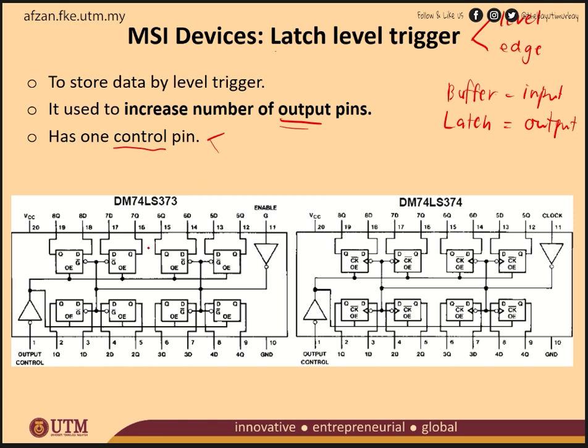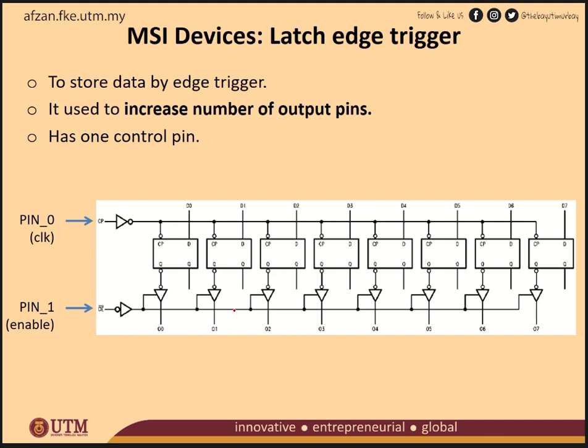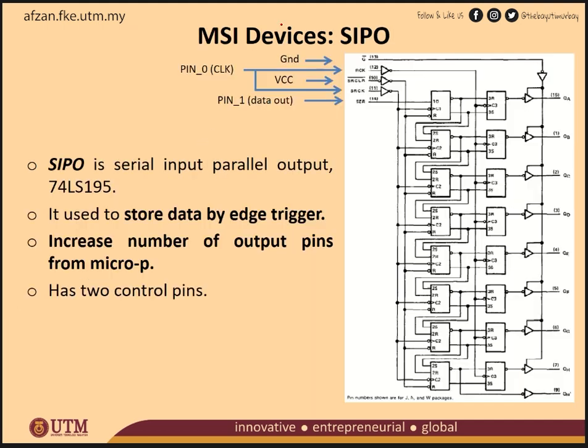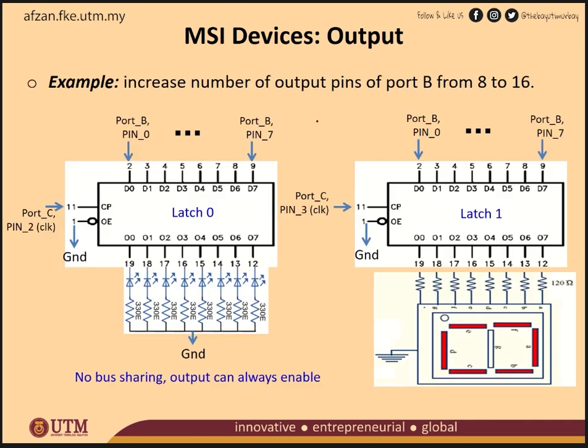So this is the circuit inside your latch. This is a latch with edge trigger, which stores data by edge trigger, whereas previously it stored data by level trigger. Same as before, it is used to increase the number of output pins and has 1 control pin. And then we have a SIPO, serial in parallel out, also to increase the number of your outputs. It has 2 control pins. I'm not going to focus on this one here. I'm going to focus on the latch.